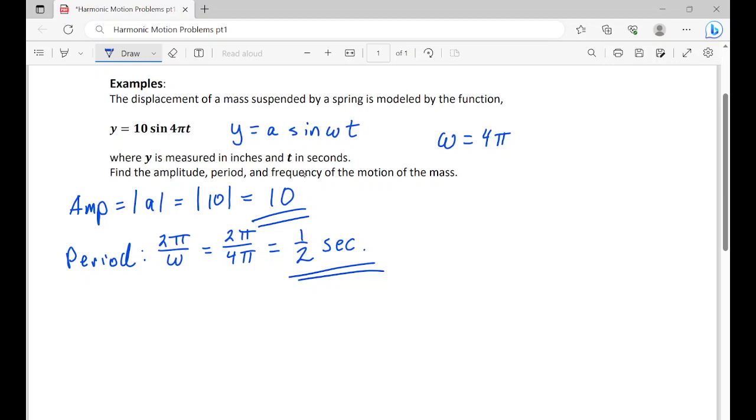And last, we're looking for the frequency. And the frequency is found by doing the reciprocal of the period. So it is omega over 2 pi, and omega is 4 pi, so it's 4 pi over 2 pi, which reduces down to just 2. So the frequency is 2.